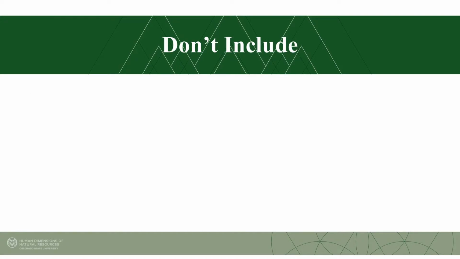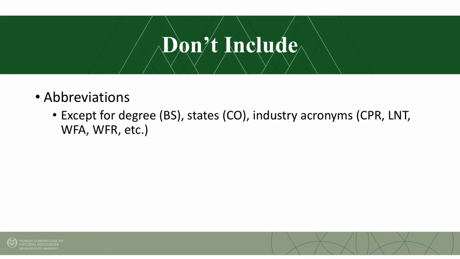So talking about things not to include: abbreviations. The exceptions to this would be the name of a degree. For example, if it's a Bachelor of Arts or Bachelor of Science, you can abbreviate that as a BA or BS. The abbreviations for names, those would be the 2 capital letters. And then there are certain industry acronyms that are pretty common, things like medical training, CPR, wilderness first responder, wilderness first aid, LNT for Leave No Trace, those sorts of things.